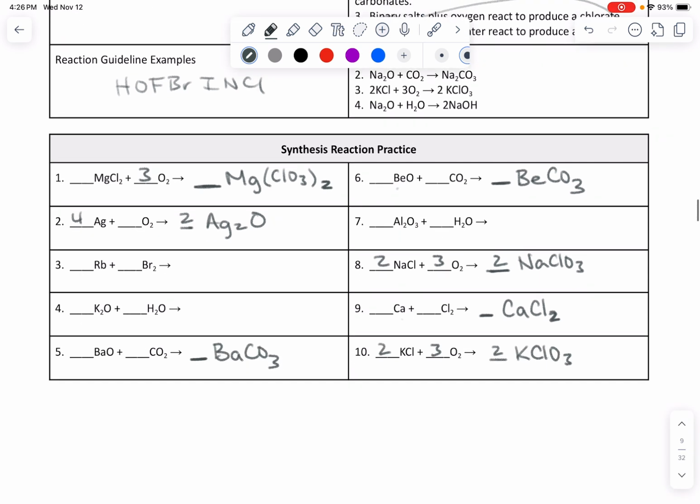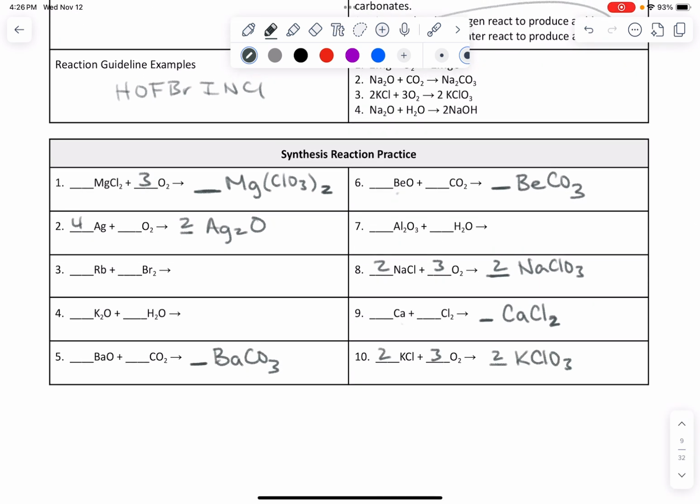Let's take a look down here. All right, so here is a metal oxide, and this time plus water. So this is going to react to form a base. The metal of our base is potassium. So we have potassium with a +1 charge, hydroxide with a -1 charge. We are going to form KOH, balanced with a 1, 1, 2.